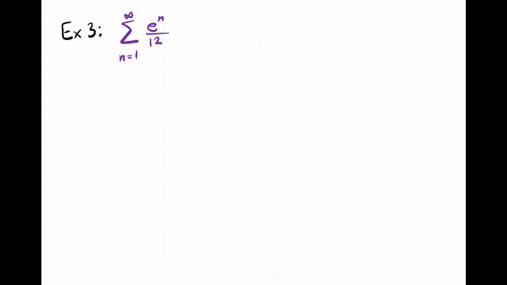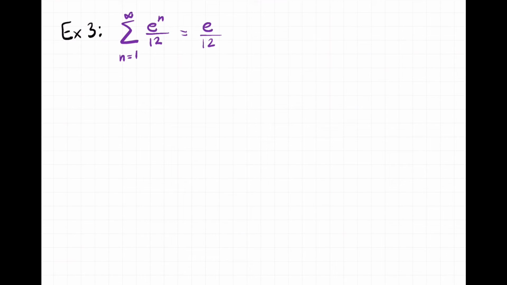Here's another series: the sum as n goes from 1 to infinity of e to the n over 12. As always, if we want to, we can write out the first however many terms we feel like. N is going to start at 1, so we're going to have e to the 1 over 12, which is e over 12. The exact value is e over 12. If you wanted to put it into a calculator and get a decimal approximation, you could do that, but that would be an approximation.